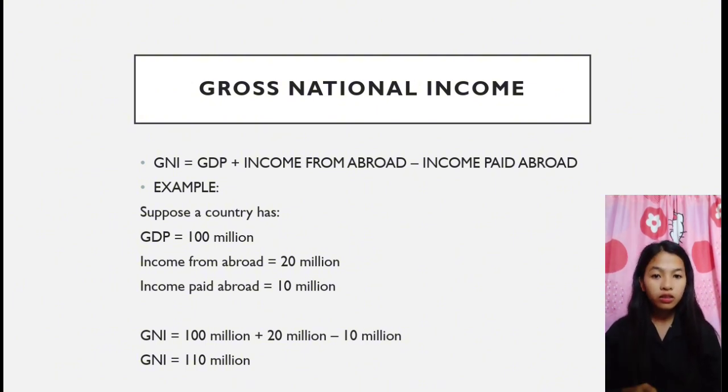So, to calculate, GNI is equal to 100 million plus the income from abroad, which is 20 million, then minus the 10 million that they paid abroad. So, to calculate, 100 million plus 20 million minus 10 million is equal to 110 million. That is the gross national income.